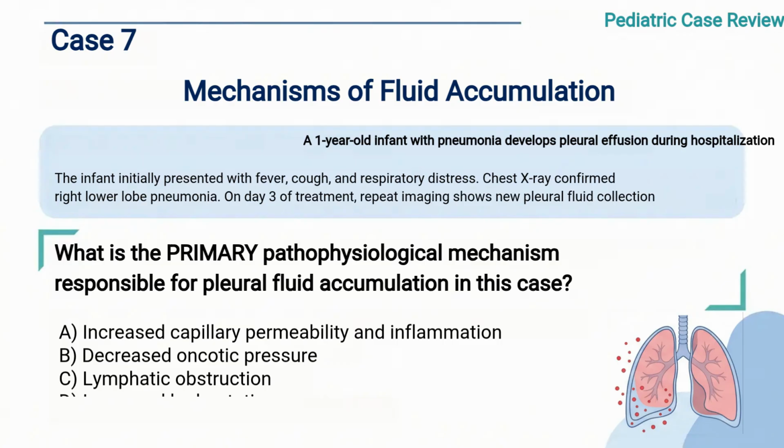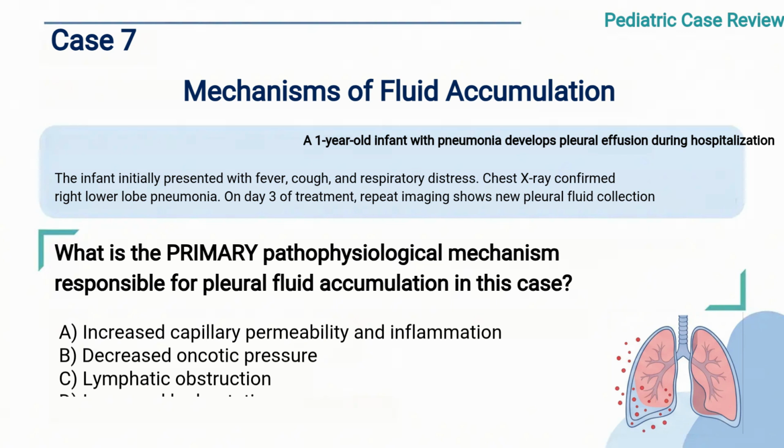Case 7. A 1-year-old infant with pneumonia develops pleural effusion during hospitalization. The infant initially presented with fever, cough, and respiratory distress. Chest X-ray confirmed right lower lobe pneumonia. On day 3 of treatment, repeat imaging shows a new pleural fluid collection. What is the primary pathophysiological mechanism responsible for pleural fluid accumulation in this case?